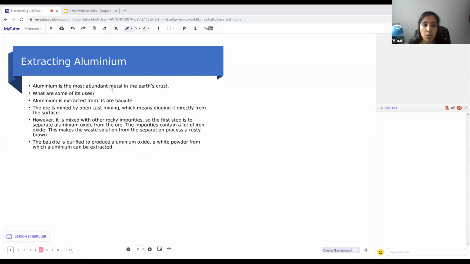So aluminium is extracted from its ore, bauxite. So what that means is that in the Earth's crust, when we're looking for aluminium, we would find it as an ore called bauxite, so almost like a rock. And the ore is mined by open cast mining. So that means digging it directly from the surface. So we dig out the bauxite from the surface of the Earth's crust. But the problem with that is that it's mixed in with lots of impurities. And one of the main impurities is iron.